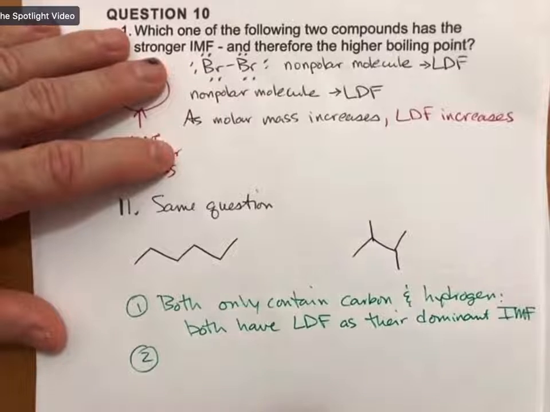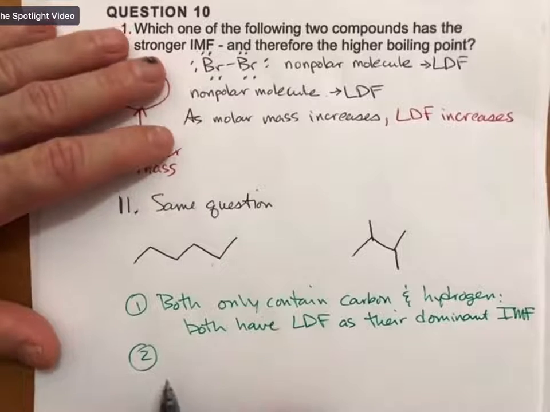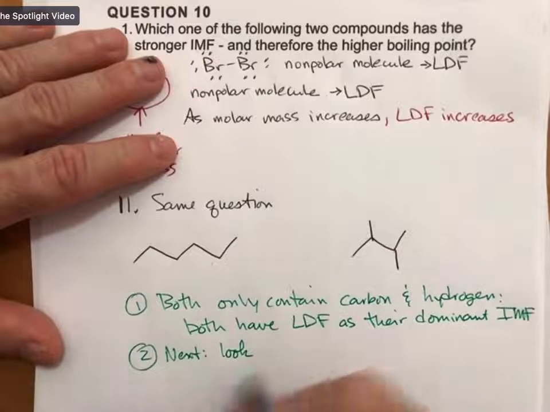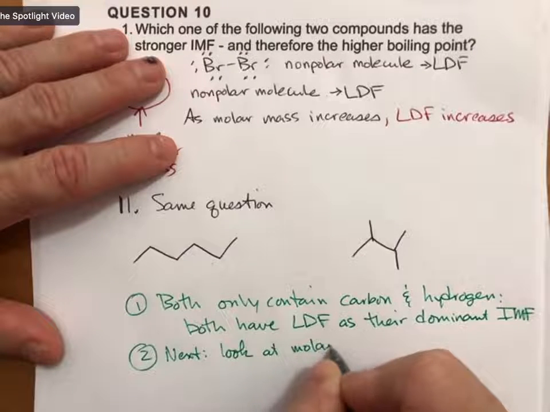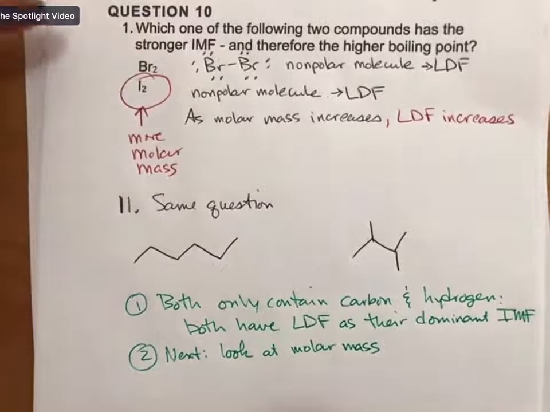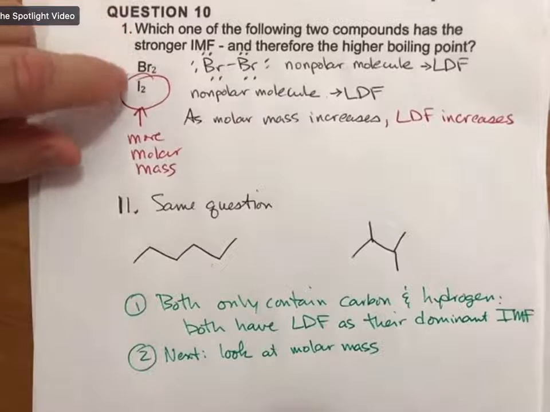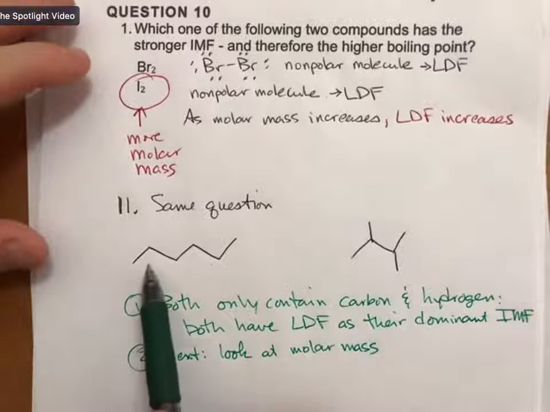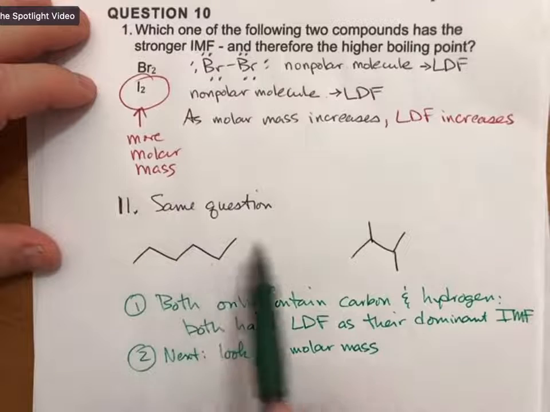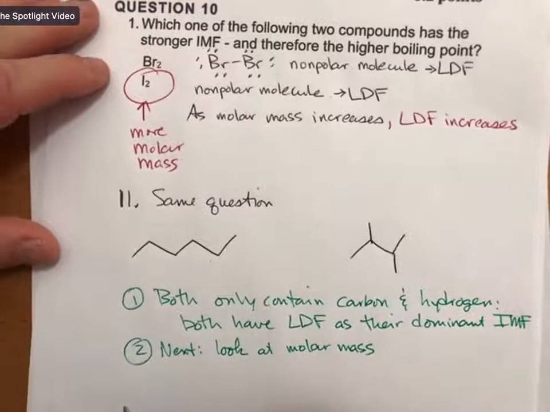Two, if they have both LDF, then the next thing you look at is molar mass. The one that has the higher molar mass, just like the example we just did, will have the stronger IMF and be the one that you choose. But if you then look at the molar masses, you'll see that both of these have one, two, three, four, five, six carbons. Both of these have the same molar mass.